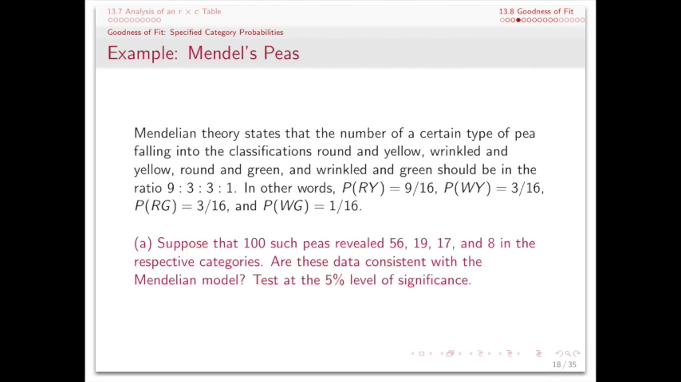Let's suppose that we have a random sample of 100 such peas, and we ended up with 56 round and yellow, 19 wrinkled and yellow, 17 round and green, and 8 wrinkled and green peas. And we're interested in determining if the data for our random sample is consistent with the Mendelian model. And so we're going to test at the 5% level of significance.